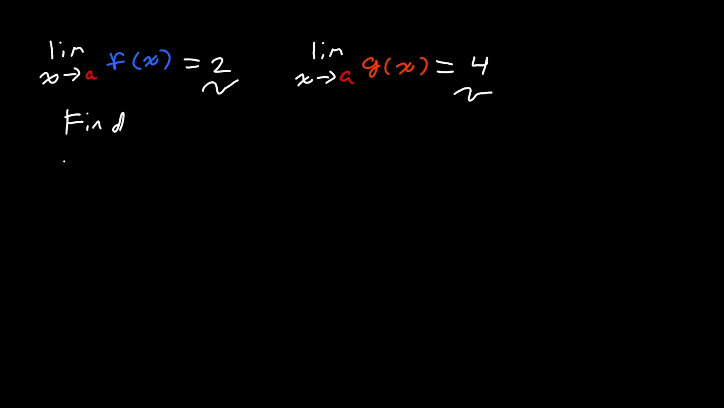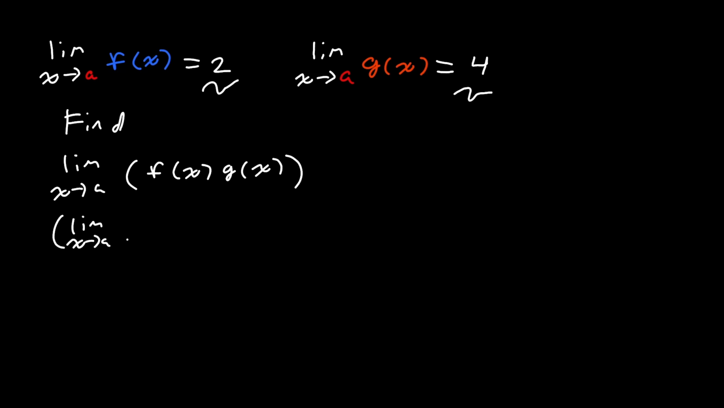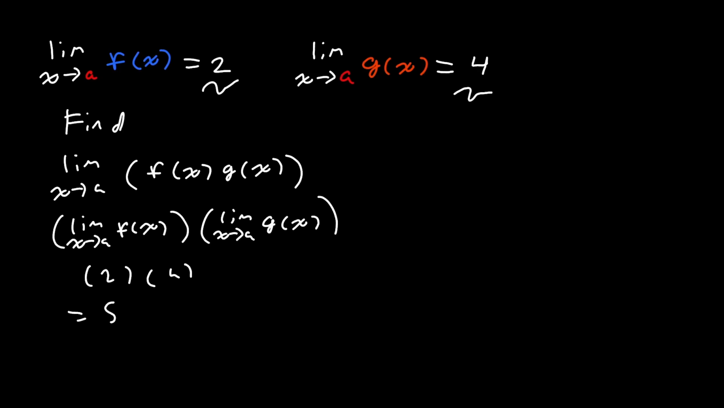Let's say we were asked to find the limit as x approaches a of f of x times g of x. By the properties of limits, we can again separate this into two multiples. So it will become the limit as x approaches a of f of x times the limit as x approaches a of g of x. And again, we can substitute it. It becomes 2 times 4, or 8.